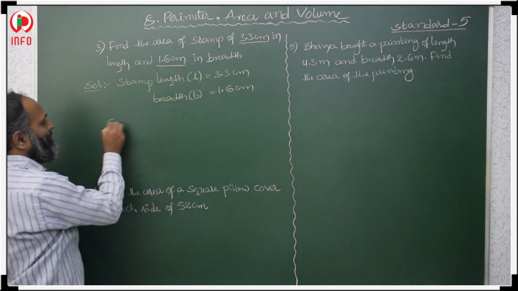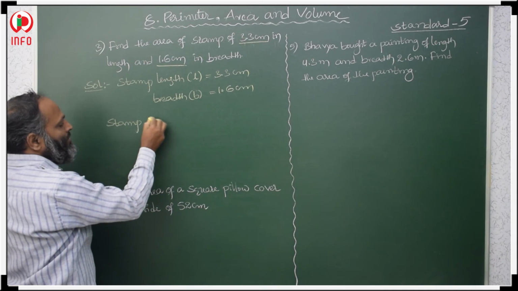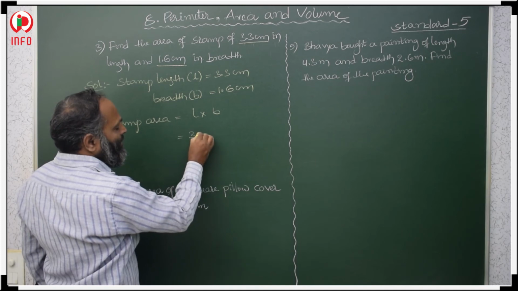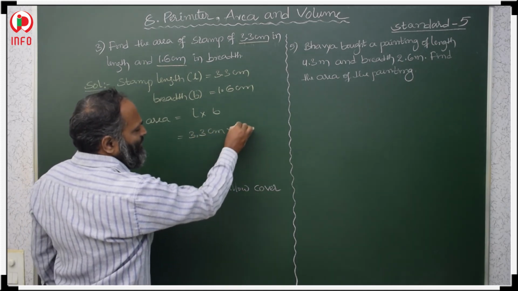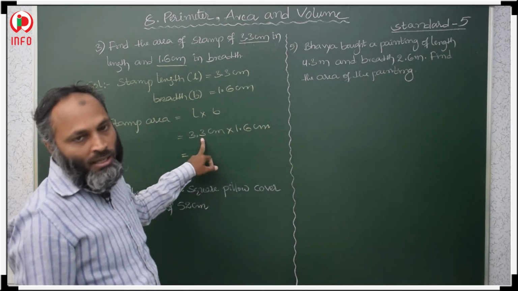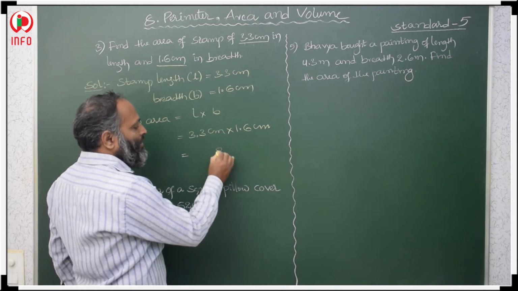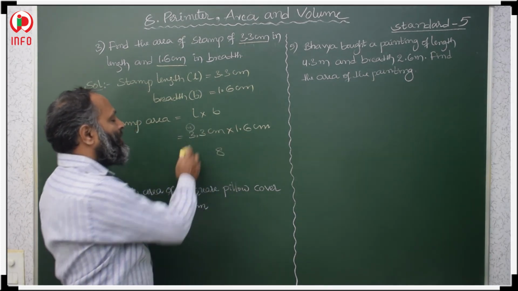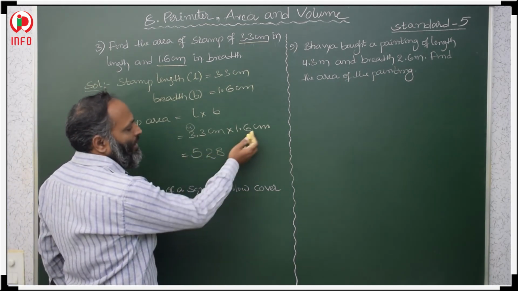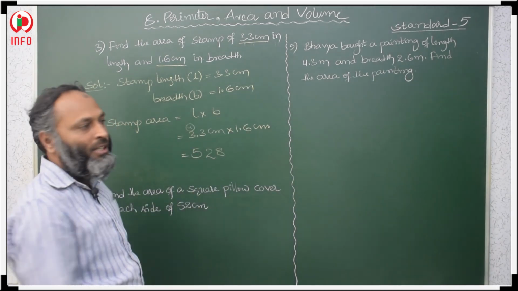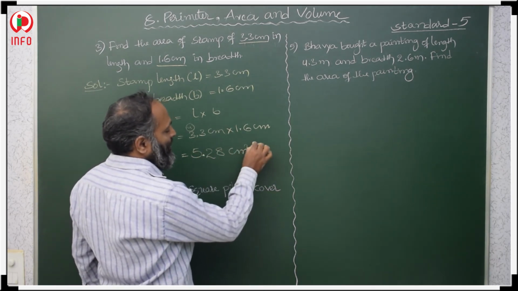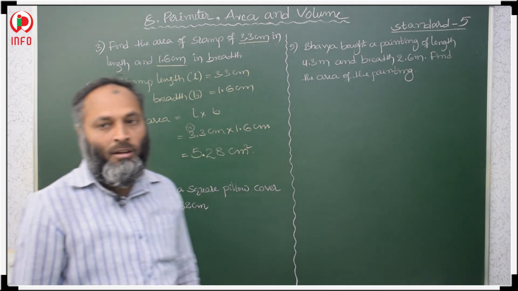Now, stamp area is equal to length into breadth. What is the length here? 3.3 centimeters, and what is the breadth here? 1.6 centimeters. Then 16 3s are 48 and 4 here. 16 3s are 48, 49, 50, 51, 52. Here after 1 digit, here after 1 digit. Total after 2 digits we have to keep a decimal. 5.28 centimeter square. So, this is the area of stamp.